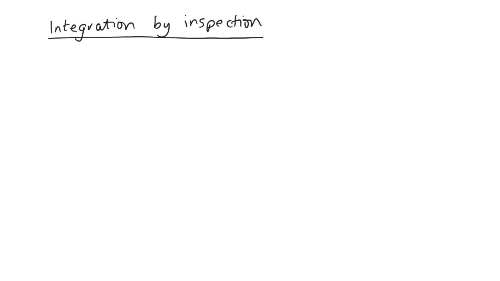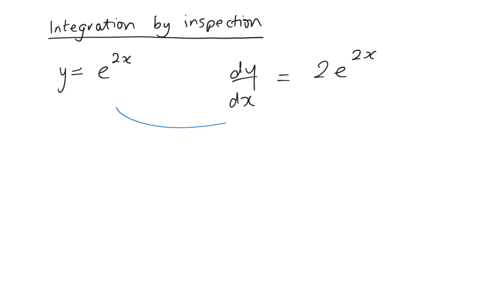So we're going to look now at integration by inspection. This basically just uses the fact that differentiation and integration are the opposite to each other. So if you have something like y equals e to the 2x, we know that dy by dx equals 2e to the 2x.